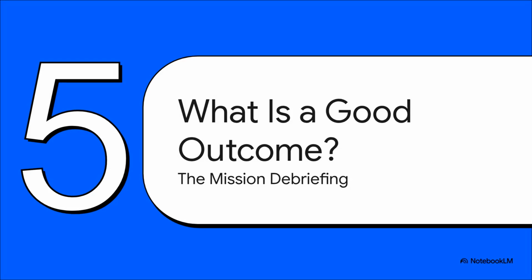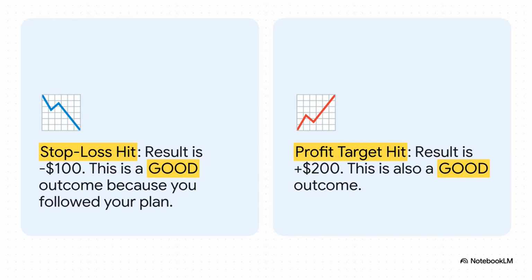So the trade is active. It's time to debrief. What does a successful mission even look like? The answer might actually surprise you, because it has almost nothing to do with making money. Okay, let's look at the 2 ways this can end. Scenario 1, the trade doesn't work out, it hits our stop loss, and we lose exactly $100. Scenario 2, the trade works perfectly, hits our target, and we make $200. But look, both are labeled as a good outcome. Why? Because in both scenarios, we made a plan and we followed it to the letter.